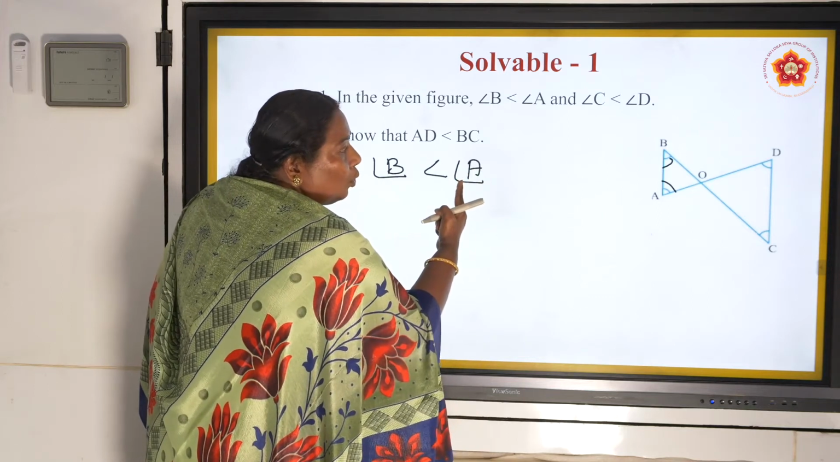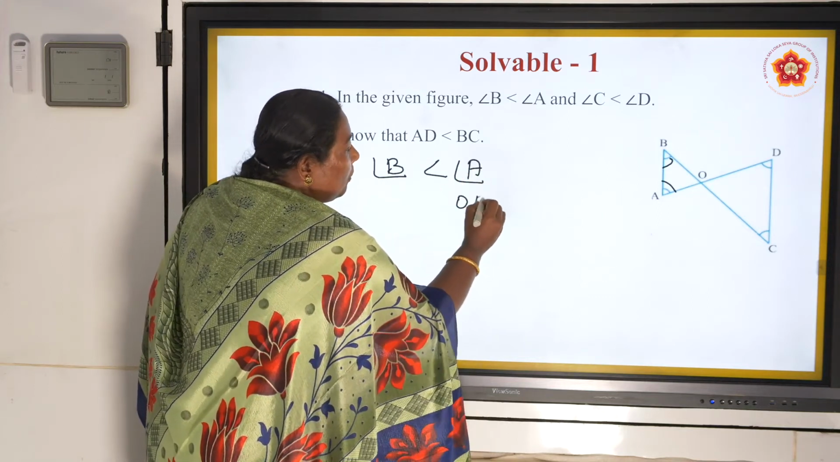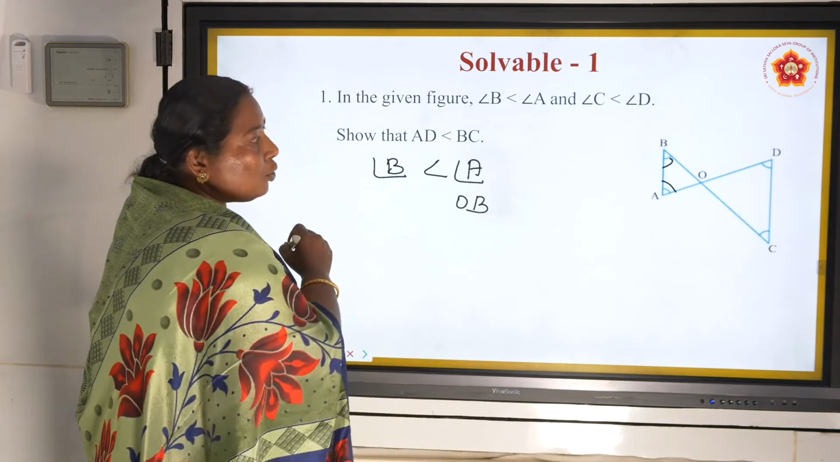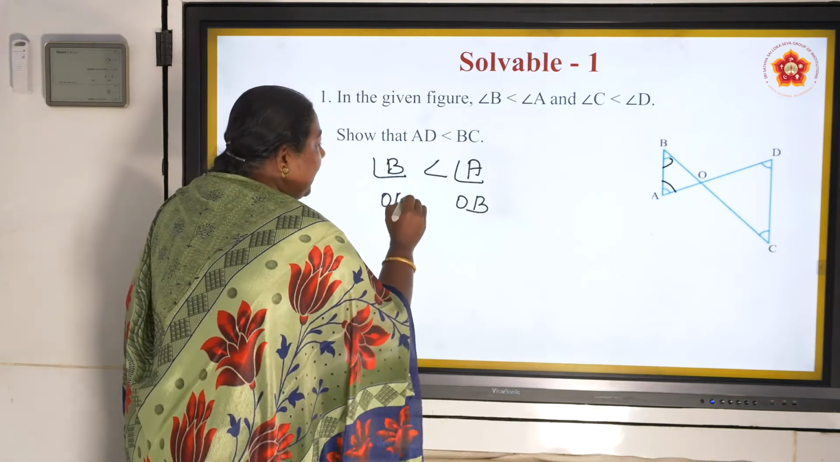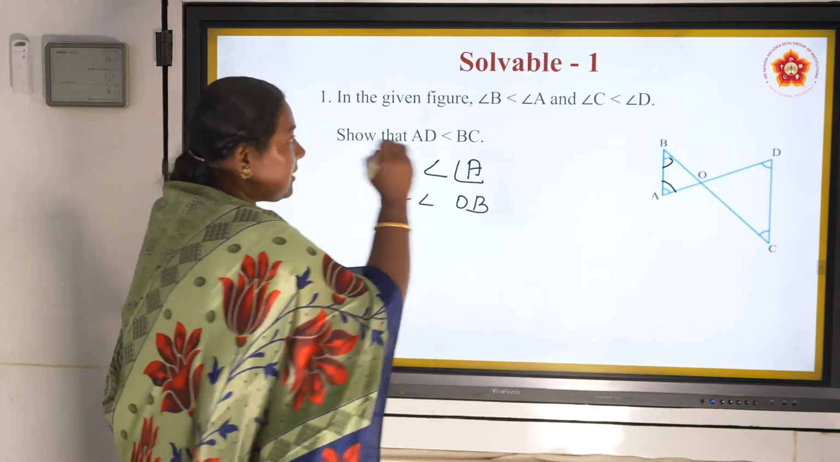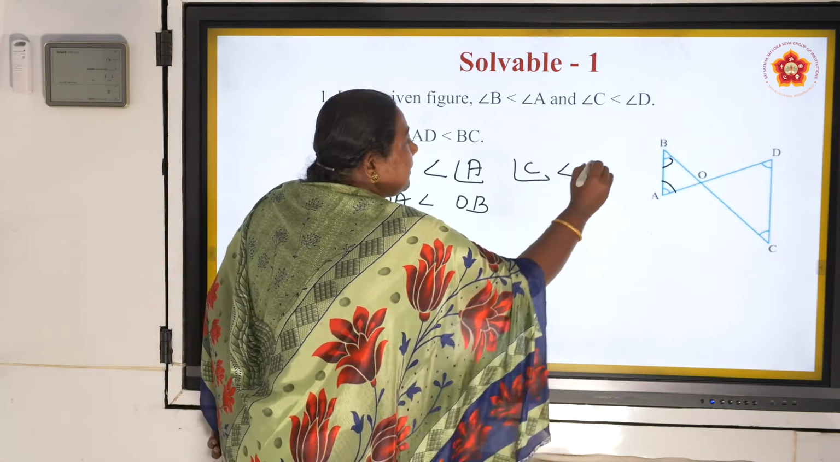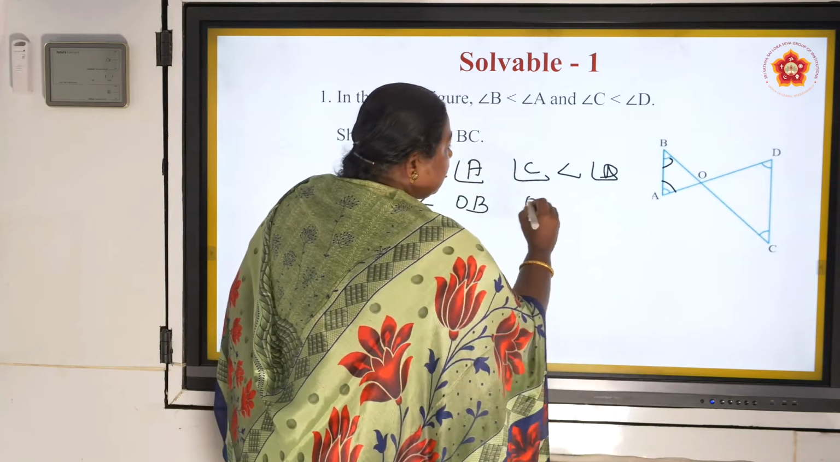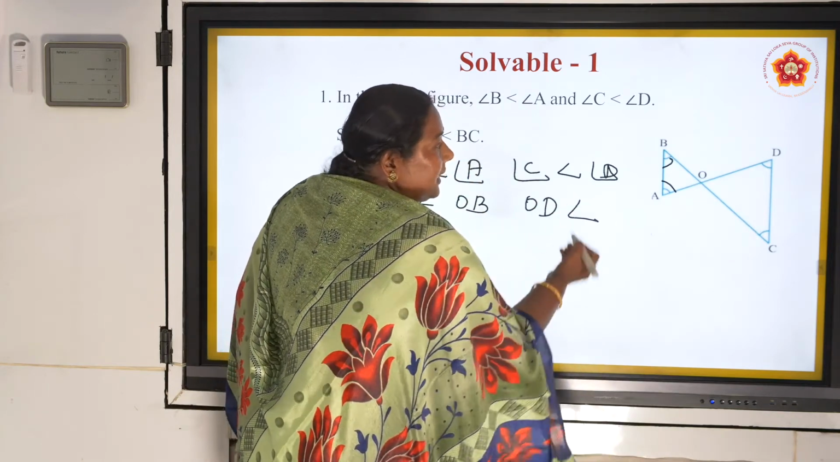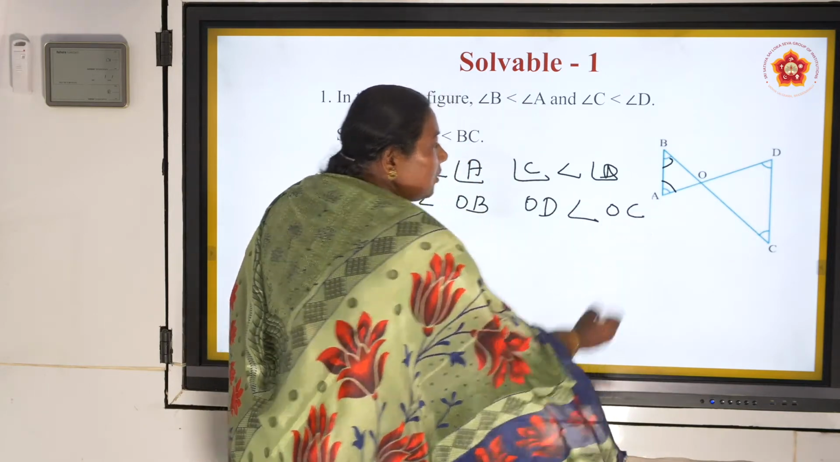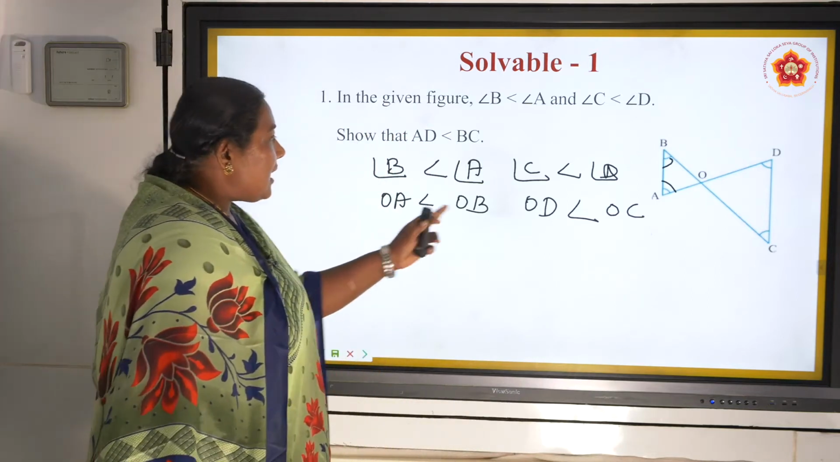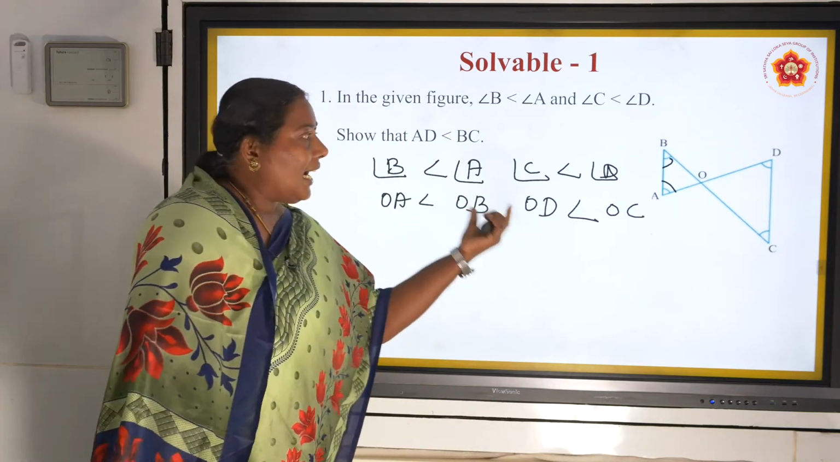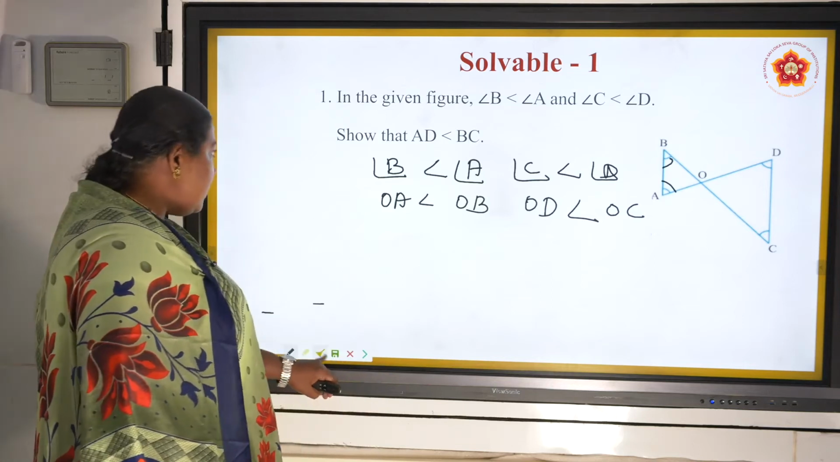Angle A is opposite to OB. Angle B is opposite to OA. Next, angle C. Angle C is opposite to OD. Angle D is opposite to OC. Just add the right hand side, add the left hand side. You will get the answer easily.